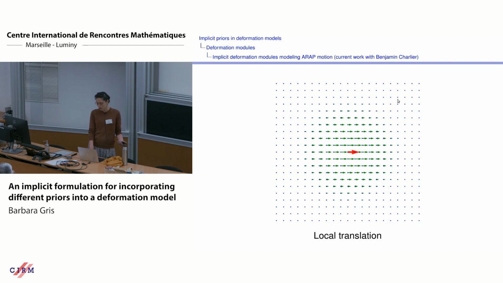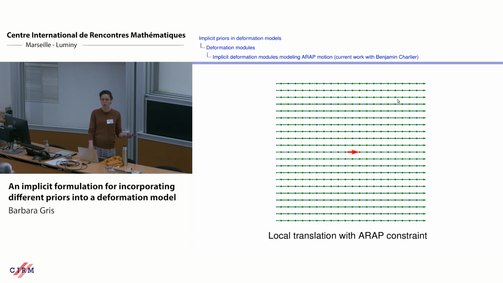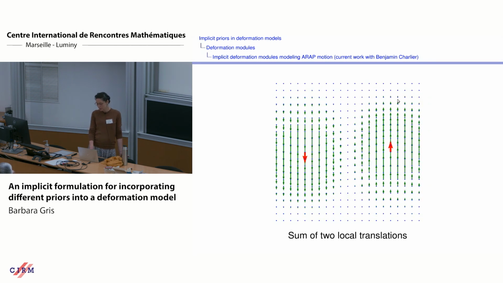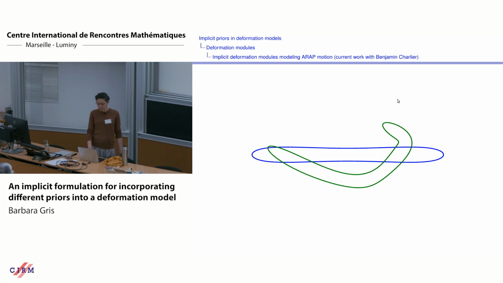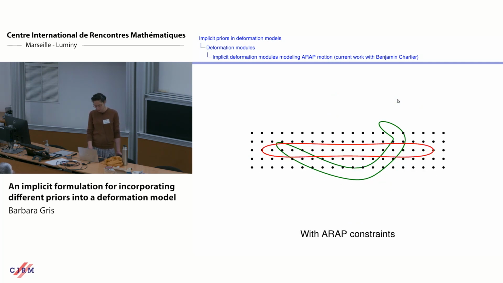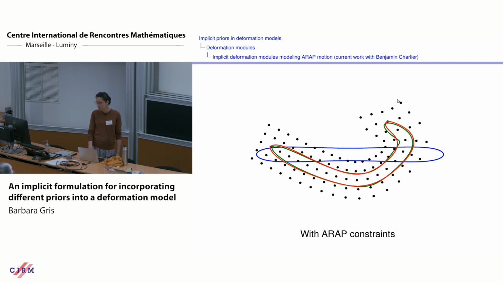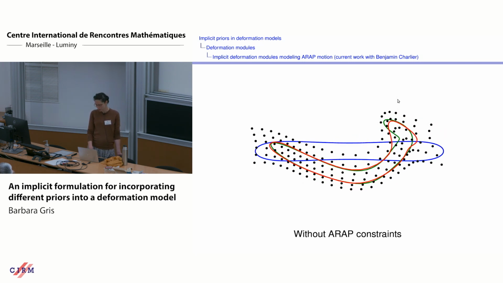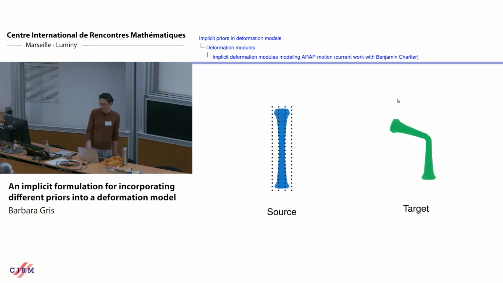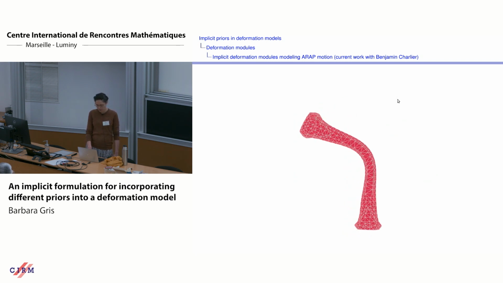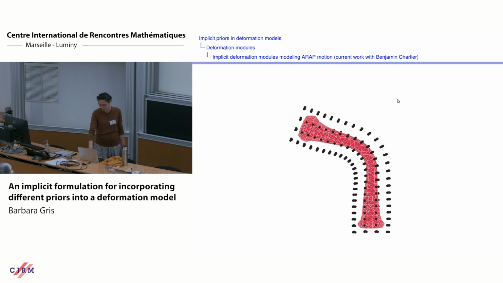This is a usual local translation, and if we add these constraints, we obtain a global translation on the grid on which we have these constraints. If we sum these 2 local translations with this constraint, we obtain a global rotation, which is: I want to observe the red values and being as rigid as possible. We can perform registration using this deformation module, and here's the kind of deformation we observe. Of course, without these constraints, it's not what we observe. So we can compare the grid of deformations. And once again, we can use this in 3D, and here's the kind of deformation that we can build.